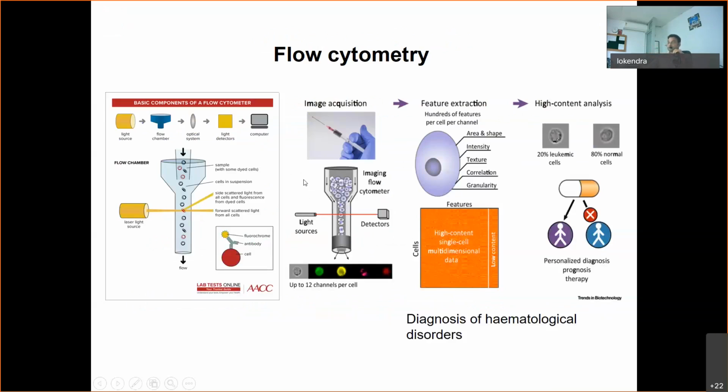So this flow cytometry will be discussed in detail maybe in the later section, or maybe the last class of this course, by Dr. Rahman, because he is an expert and he deals with the flow cytometric facility in our institute, and also he is an expert in detecting various hematological disorders. So just to give you a brief idea what we can do with flow cytometry.